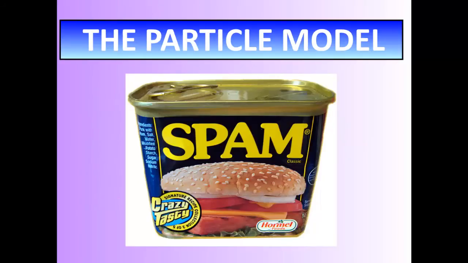So to sum everything up, spam. We have spaces. Everything has particles. There are attractions, and there is movement. Hopefully that acronym and everything we've talked about here will help you remember the 4 points of the particle model of matter. From here on out, everything that we do refers back to what the particles are doing. So you have to be able to understand this principle.